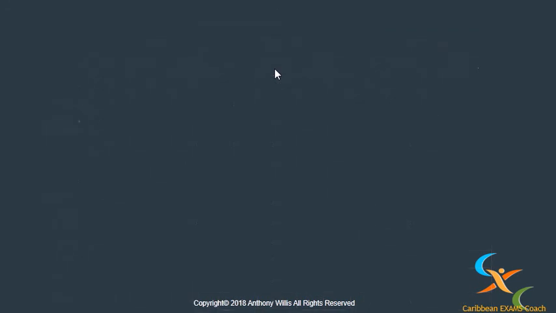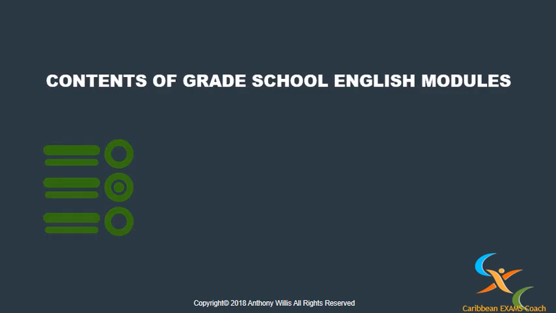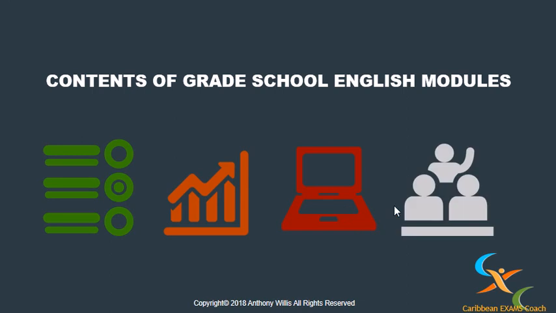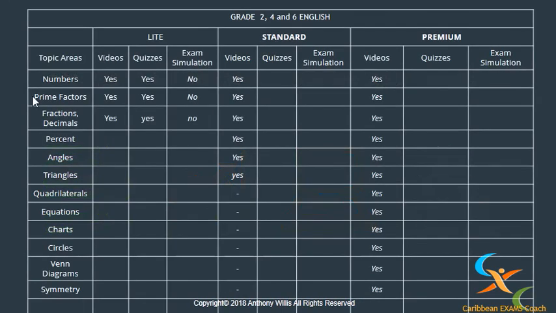mathematics. For English now, you get interactive quizzes. You can track the progress of your child. You can use your laptop, your desktop, your tablet, or your smartphone. You get personalized one-on-one teaching for English and so on. So there it is. You can replay this video any number of times to see exactly what you get.